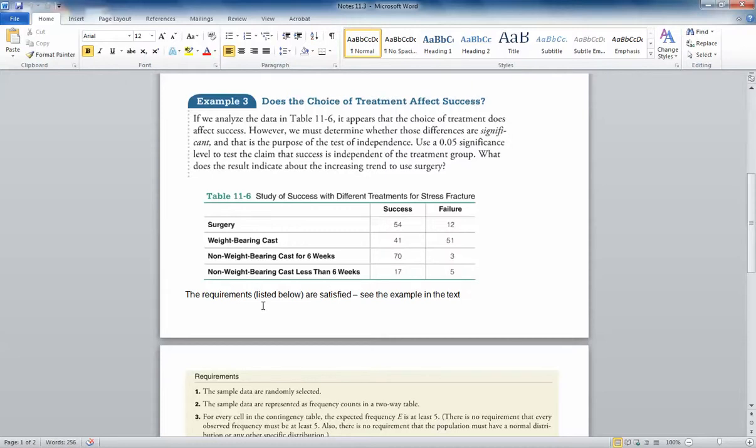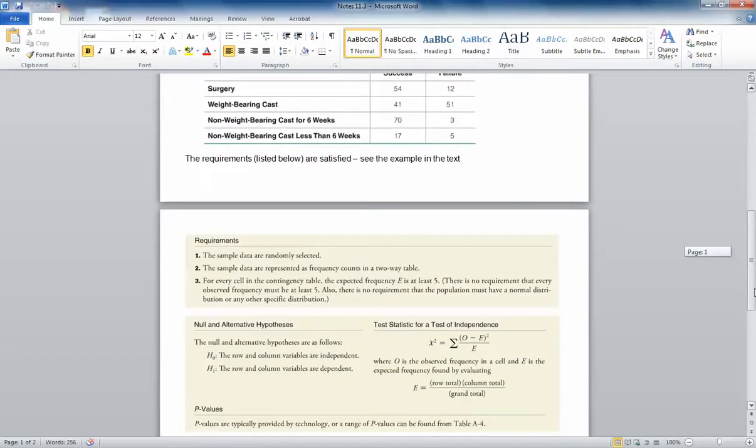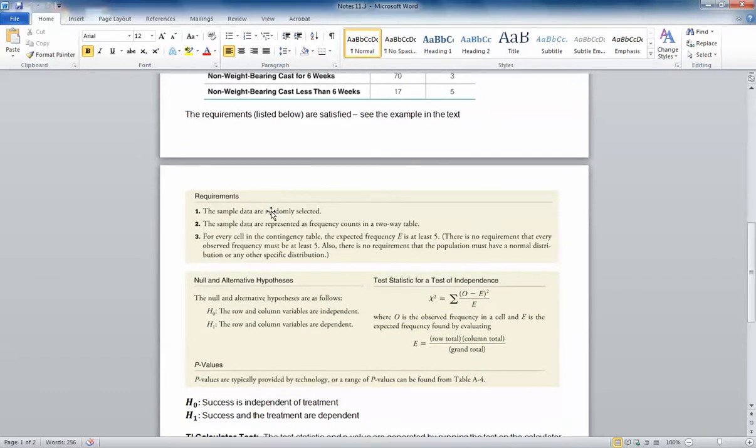Then the first thing we do is check and see if the requirements listed below are satisfied. The first one is that the sample data are randomly selected. Second, the sample data are represented as frequency counts in a two-way table. And third, for every cell in the contingency table, the expected frequency is at least 5. So our table does satisfy those requirements.